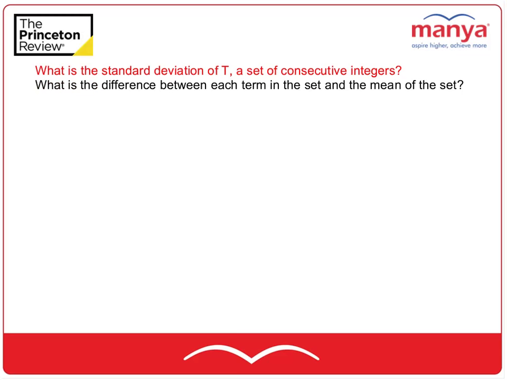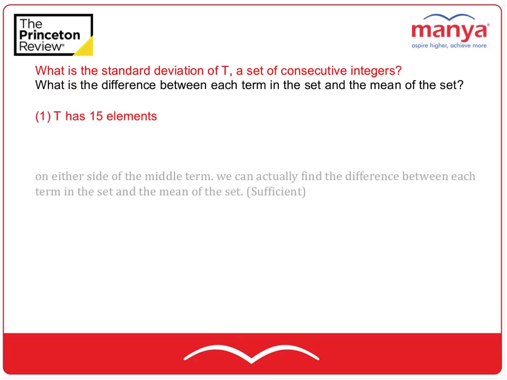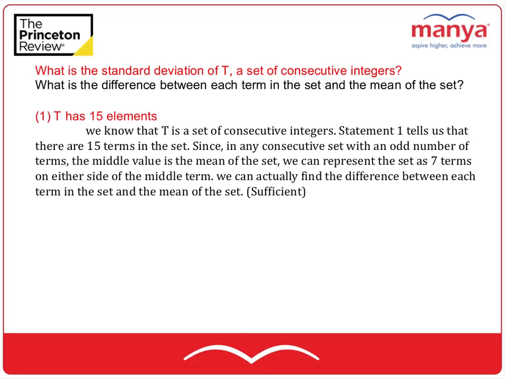So now going on with statement 1, t has 15 elements. When t is a set of consecutive integers, we know that there are 15 terms in the set. Since they are consecutive and 15 is an odd number, the middle value will also be the mean. Mean is equal to median. So we will have 7 terms on one side and 7 terms on the other side. Since they are consecutive, we can get the difference, and we also know the mean, so we can get the difference between each term and the mean, and then automatically we can get the standard deviation.